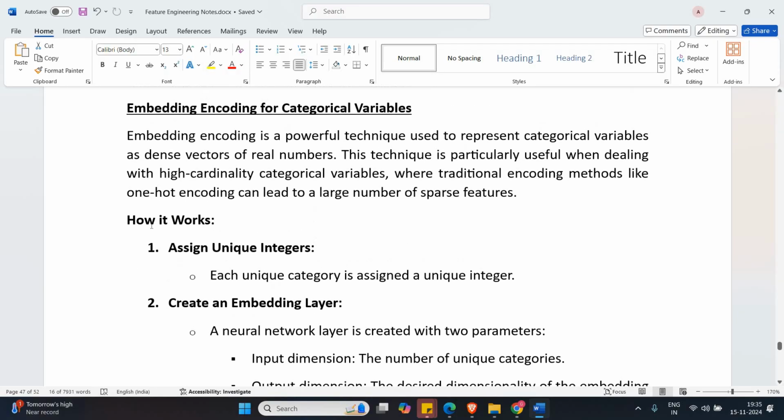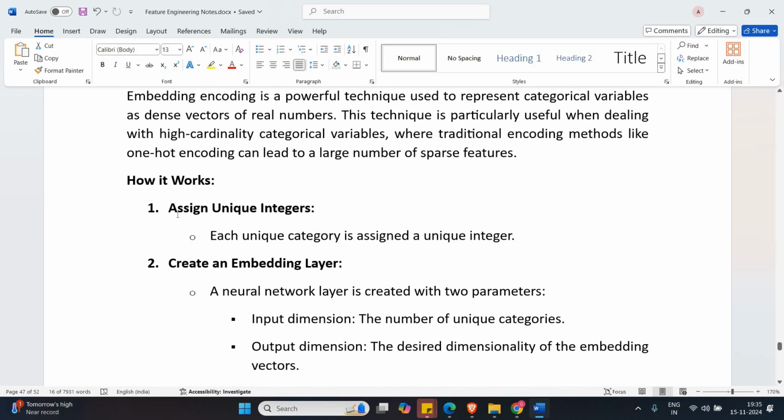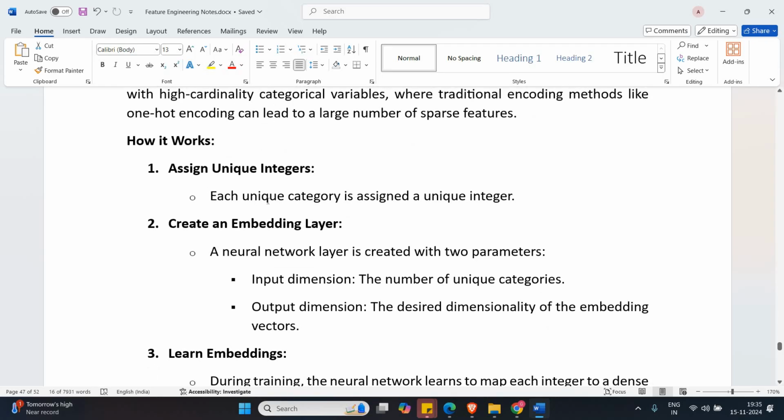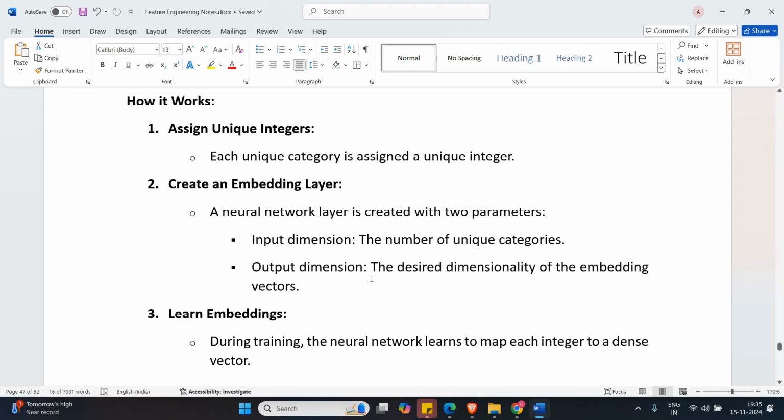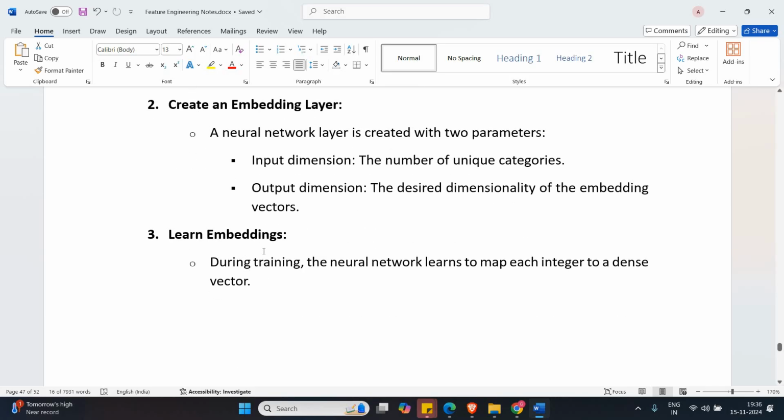There are a few points here on how it works. This is all very basic. First, every category is assigned a unique integer. Then you create an embedding layer where the embedding calculations are performed. Embedding algorithms perform the calculations, like what value I should assign in the vector. After that, you learn the embedding, which is the neural network task.